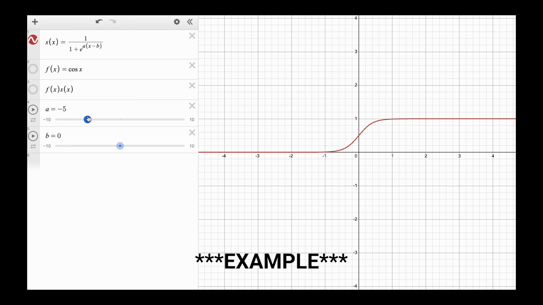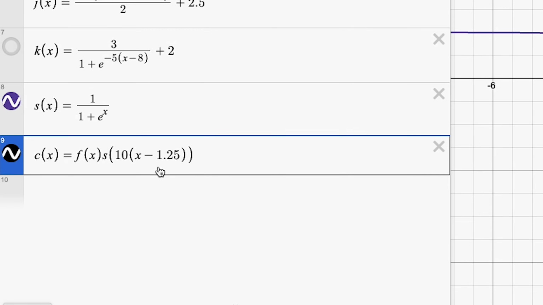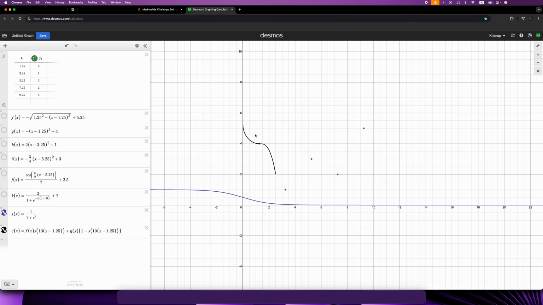f of x is multiplied by s of x with the switching point shifted to the right by 1.25. This ensures that f of x turns off after 1.25. The factor of 10 in front of x simply makes the switch sharper. Then I add g of x multiplied by quantity 1 minus s of x, which activates g of x after 1.25. As a result, the two functions now transition seamlessly.